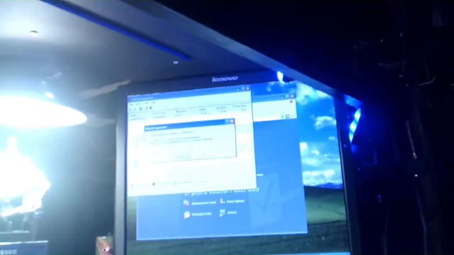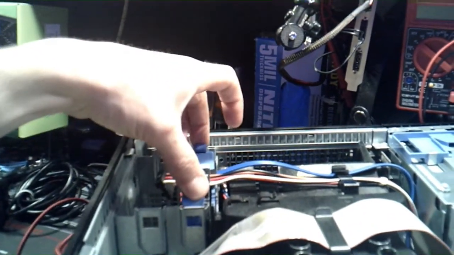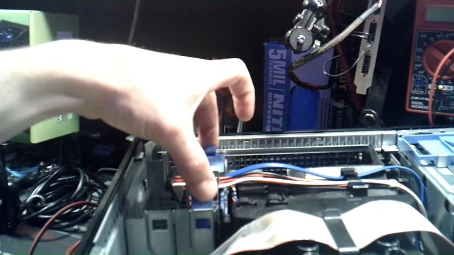Alright, so I just finished defragging the system, and I was just kind of looking at it, and I noticed that if I pull this right here, the hard drive slides out nice and easily. That's kind of nice. Can you guys see the heat sink that's in there?